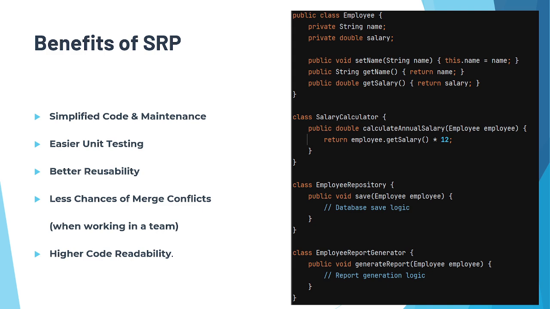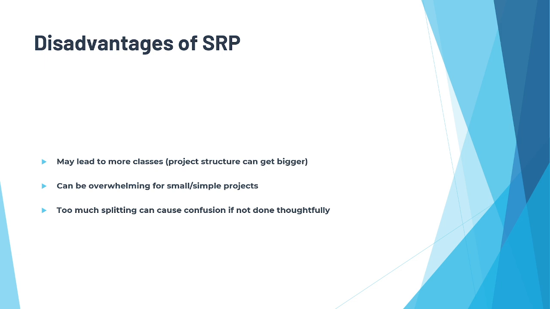Having said that, these are the advantages, but there are some disadvantages too. If you have a very small application, the Single Responsibility Principle may not be applicable, because you'll end up creating too many classes, and that can create confusion for a new developer trying to understand the linking.